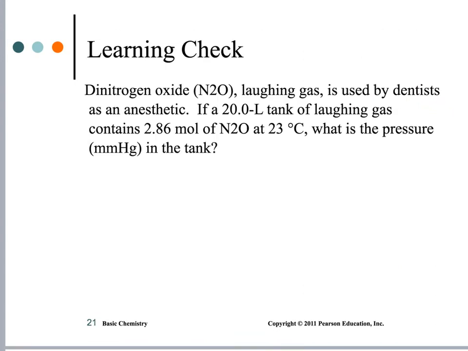So basically, let's get into some problems. Let's talk about how this works and how we solve a problem. Okay, so in this problem, let's take a look. Let's find out what we have. We have liters. We have moles. What is the pressure in the tank? All right, so we can use either one of the gas constants that we want, but it's asking us to solve in millimeters of mercury, so we're going to use our 62.4 millimeters of mercury liter per mole Kelvin.